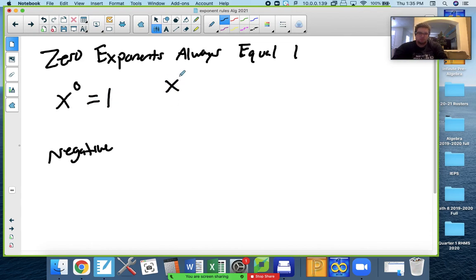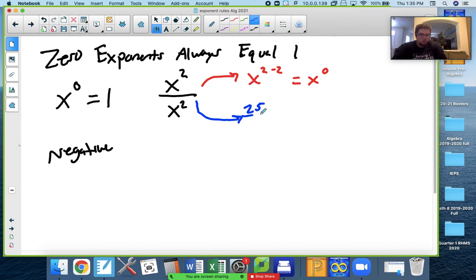Why that's true is if I have x squared over x squared, the quotient rule says I'm going to take the top power minus the bottom power. But general mathematical rules say that anything divided by itself, say 25 divided by 25, is always 1. So these two ideas have to be identical. Then with negative exponents, they're repeated division.